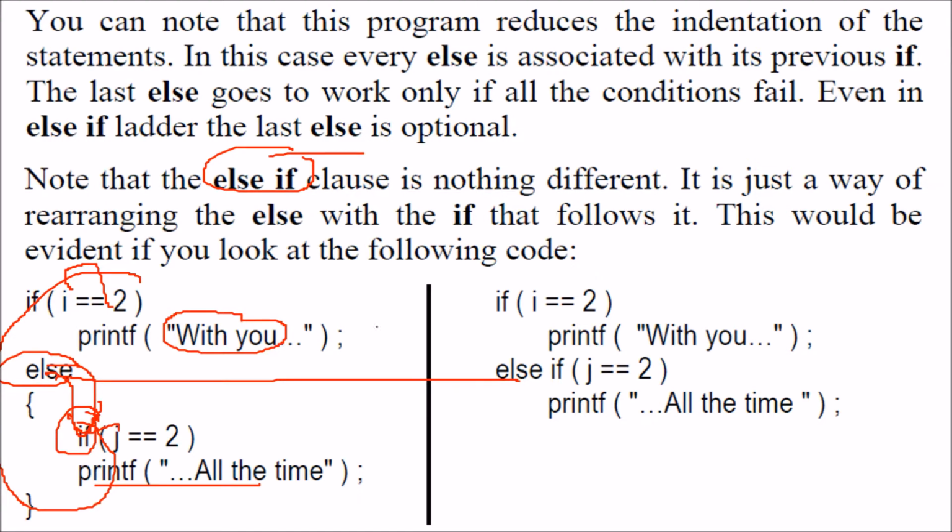So you are just reducing the lines and making it more clear. Your program looks more clear, formatted and understandable. So if i is equal to 2, you print something, else if j is equal to 2, you have used this else if instead of the nested else and if.